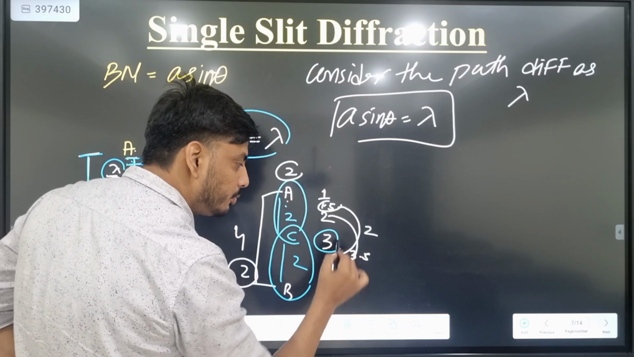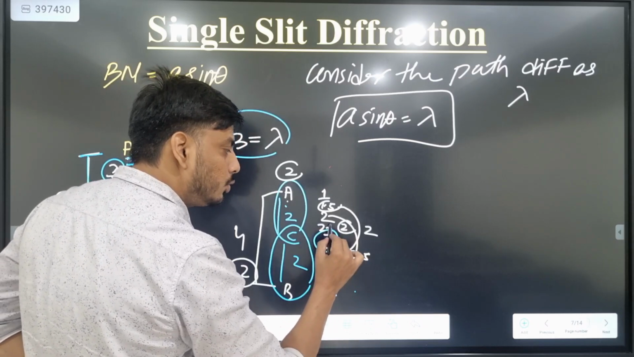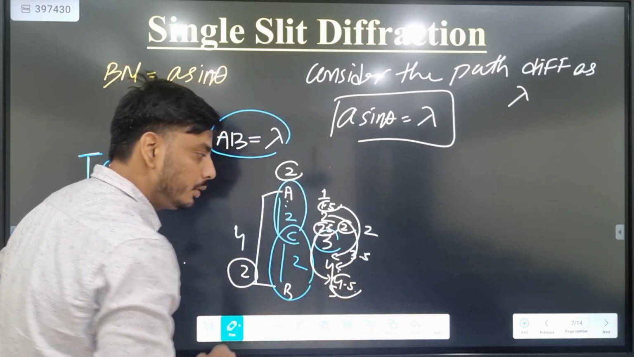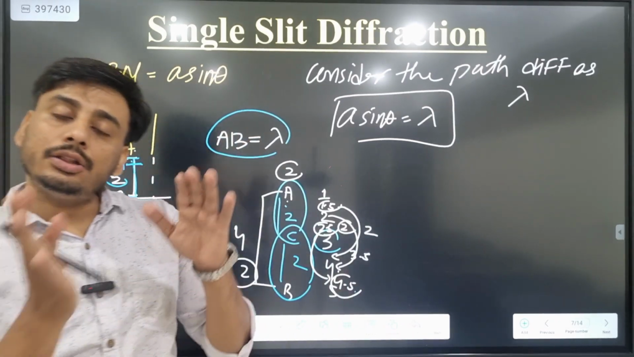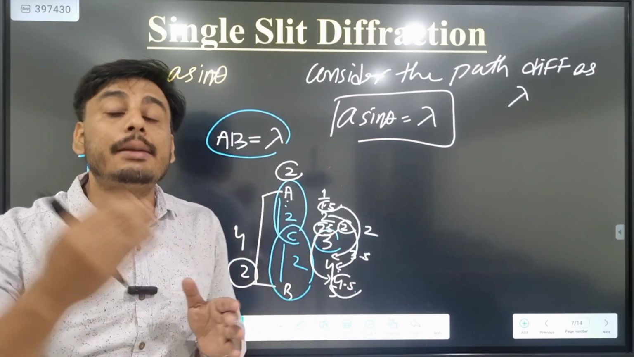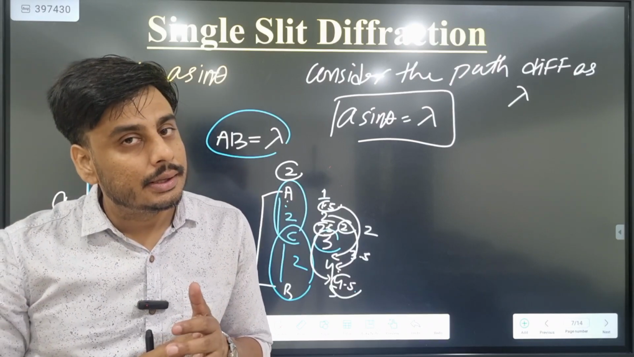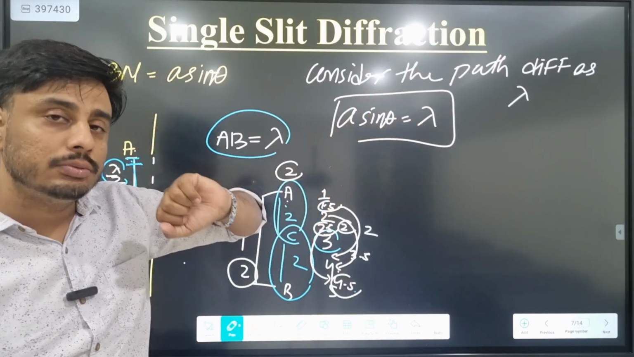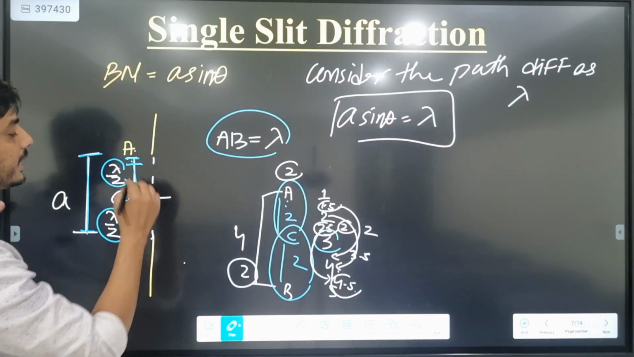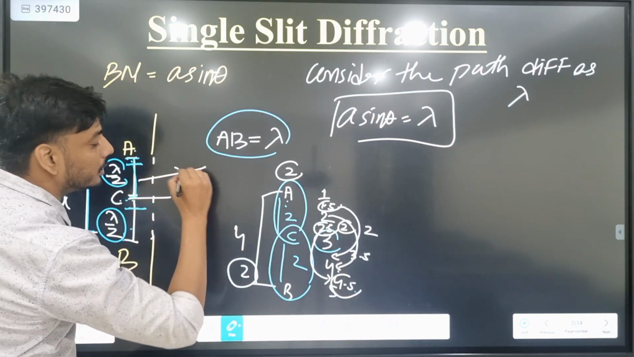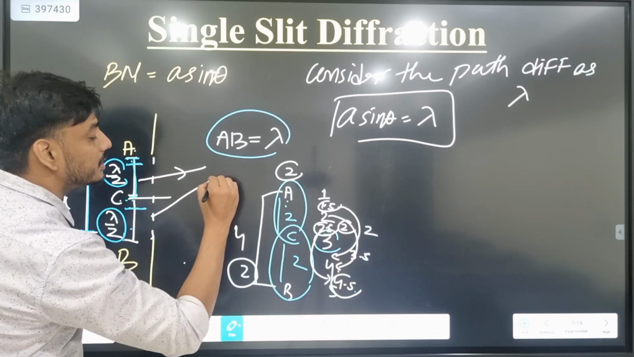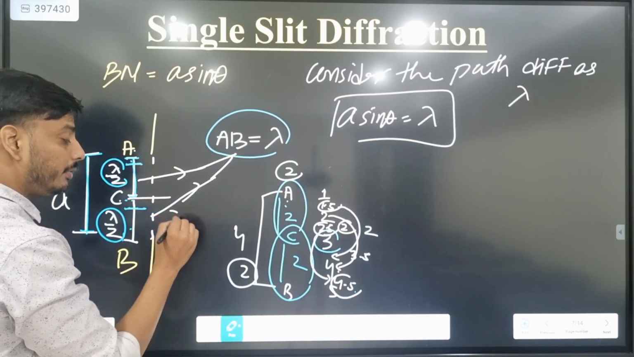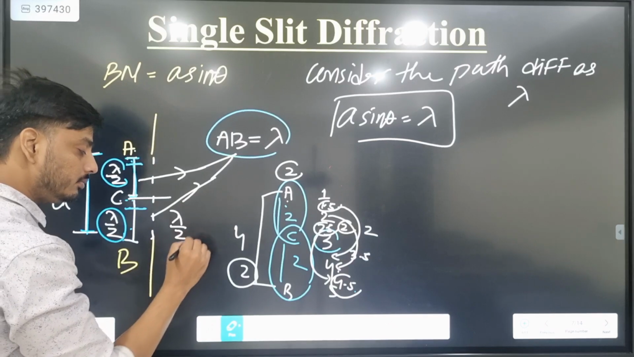2, corresponding point is 4, so the difference is 2. Then 2.5, corresponding point will be 4.5, difference is 2. So for every point in the upper half, there must be a point in the lower half where the path difference is half of that, that means lambda by 2. That means when one ray of light travels from here, another ray of light travels from here, and they interfere, their interference path difference is lambda by 2.